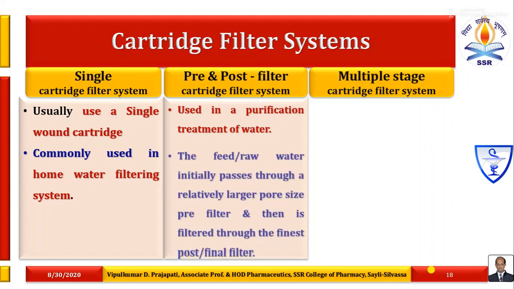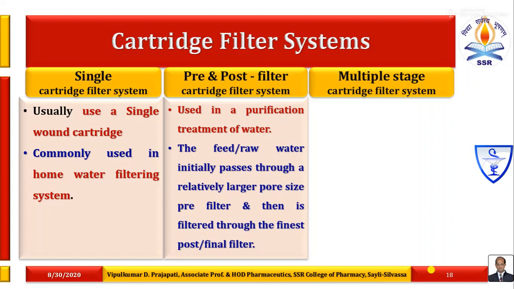In the case of pre and post filter cartridge filter systems, they are used in the purification treatment of water. The feed or raw water initially passes through a relatively large pore size pre-filter, and then it is filtered through the finest post final filter, that is the membrane filter. So pre and post filters are deposited on the same cartridge.